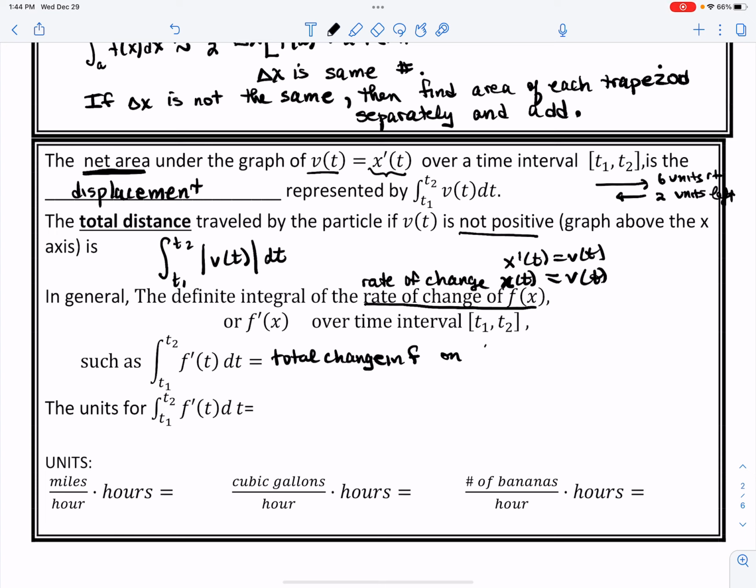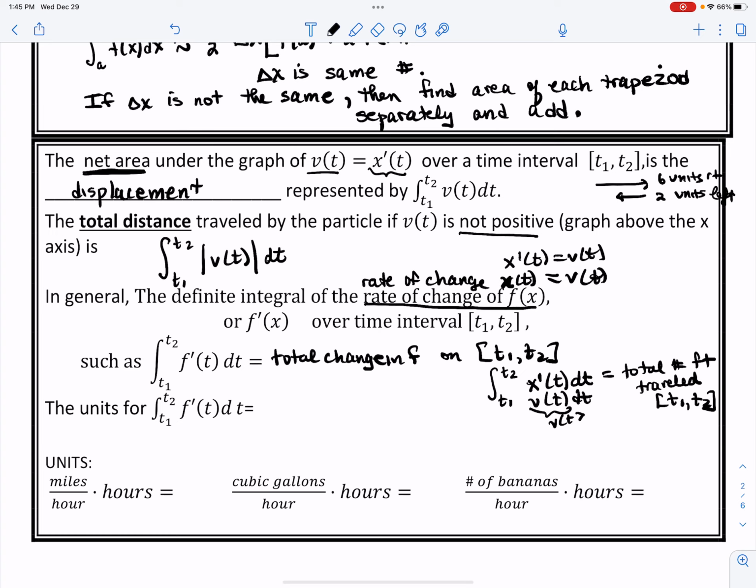Okay, example, I'll write it down here. The definite integral from t1 to t2 of the derivative of the position function, which is really the velocity, is the total distance, the total number of feet traveled on the time interval from t1 to t2, right? But this is assuming that v of t is greater than 0.